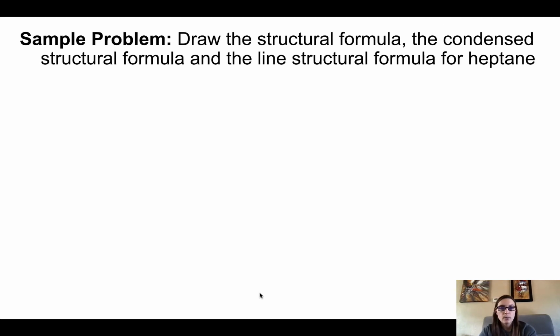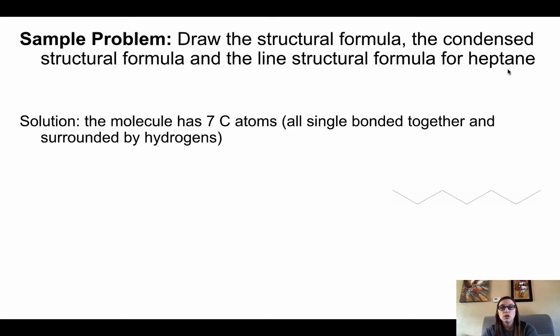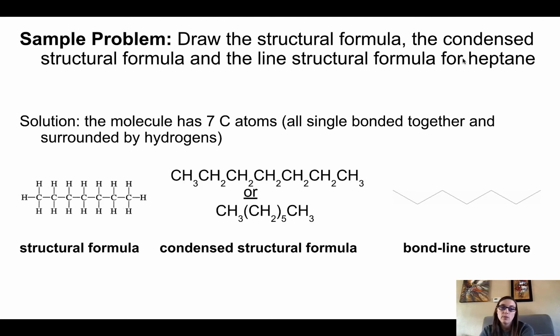If we take a look at this sample problem: draw the structural formula, the condensed structural formula, and the line structural formula, or the bond line drawing, for heptane. Heptane, hep is 7, so that means it's going to have 7 carbons, all single bonded. ANE means it's an alkane, and so it's all single bonds. If it has 7 carbon atoms all single bonded together, we would see the structural formula having 7 carbons in a row. Every carbon needs to have 4 bonds.